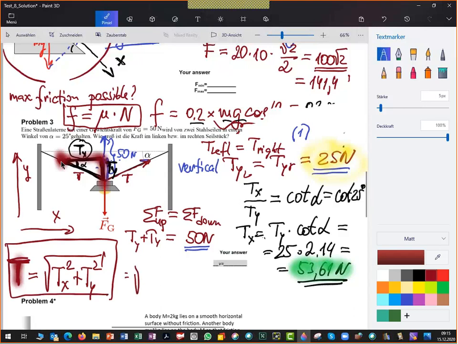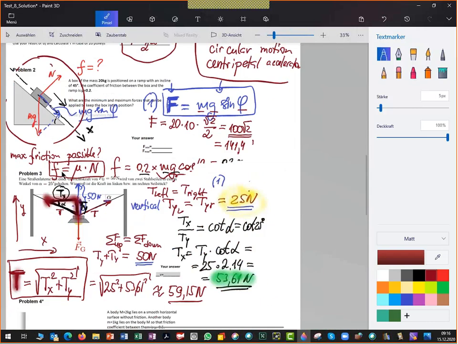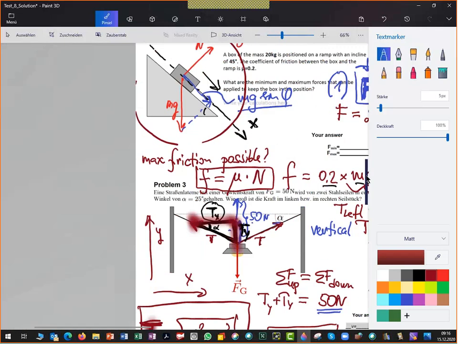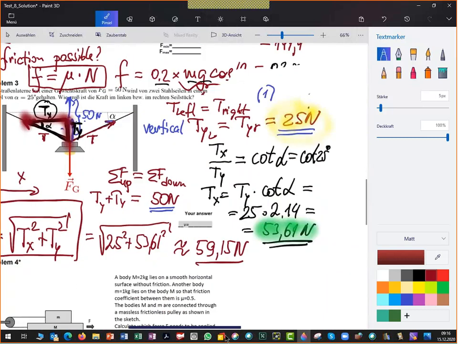Square root of 25 squared plus 53.61 squared. Approximately should be equal, I think, 59.15 Newton. I'm not sure. I didn't do it on the calculator. I did it on the paper, so I need to check it.